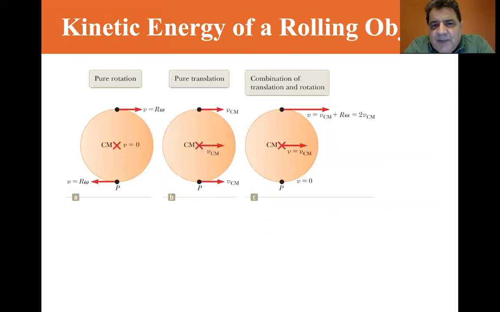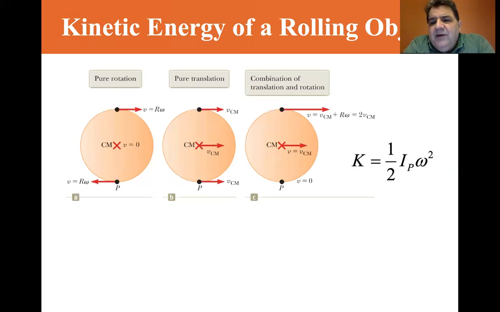And then you can have a combination of the translation and rotation. So you have the velocity of the center of mass and the rω. So the velocity at the top is the two of those, and that's equal to 2v_cm.